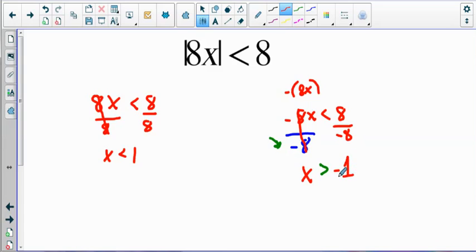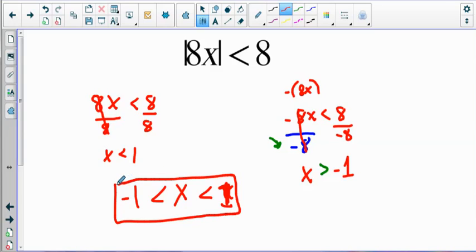And now I ask myself, can you be less than 1 and greater than negative 1? Can you be to the left of 1 on the number line and to the right of negative 1? Yeah, 0 jumps to mind. So we know that that is an and. Therefore, we have two inequalities pointing to the left. X always goes in the middle. Negative 1 is the smaller number. 1 is the bigger number. And so there you go. That's that one.